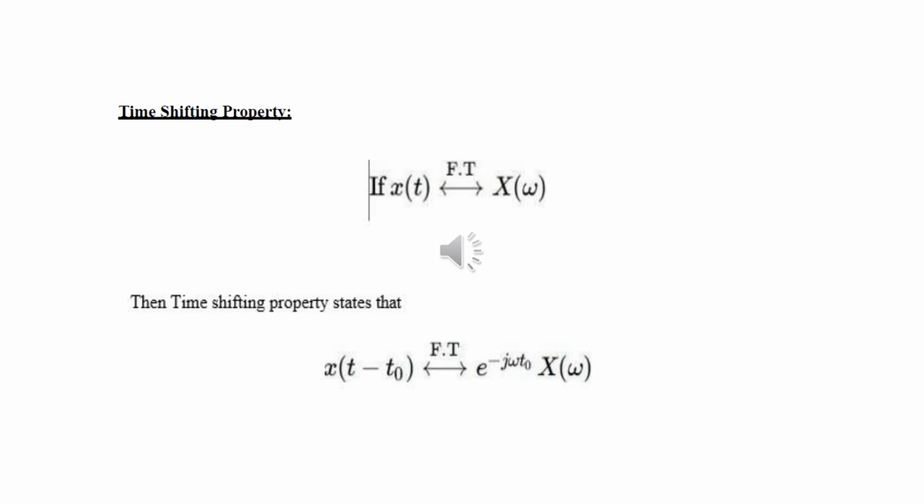Next is time shifting property. If the signal x of t Fourier transforms to X of omega, the time shifting property states that the Fourier transform of x of t minus t naught is nothing but e power minus j omega t naught into X of omega.